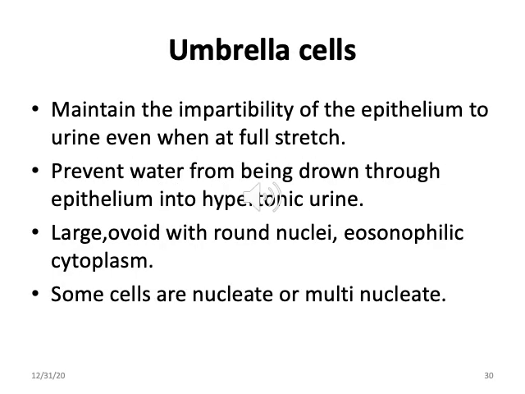Umbrella cells are the rounded cells on the top of the stratified cells, and they maintain the impermeability of the epithelium to urine even at full stretch, and prevent water from being drawn through the epithelium into hypertonic urine. These umbrella cells are large, ovoid, with round nuclei and eosinophilic cytoplasm. Some of these cells are binucleate or multinucleate.